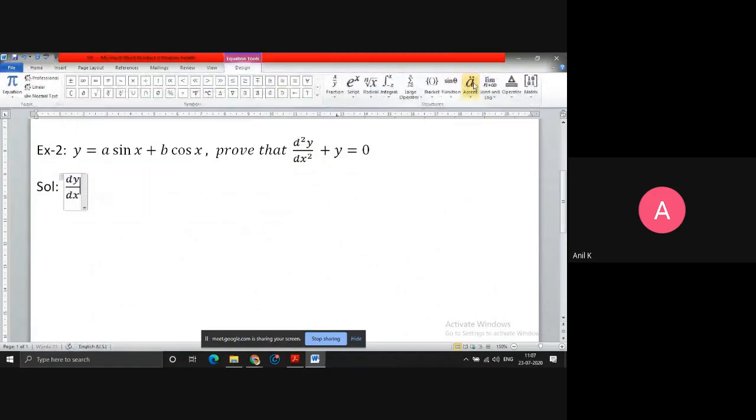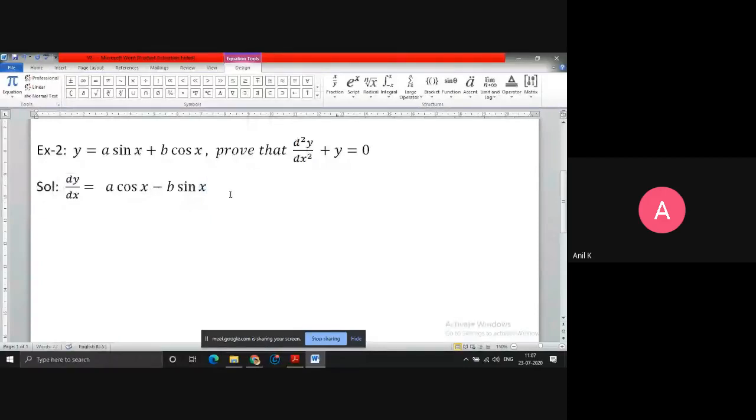dy by dx, what will come? The derivative of sin x is cos x, and b cos x is there. So the derivative of cos x will be minus sin x. It is going to be minus b sin x. Okay, so this is the first derivative.